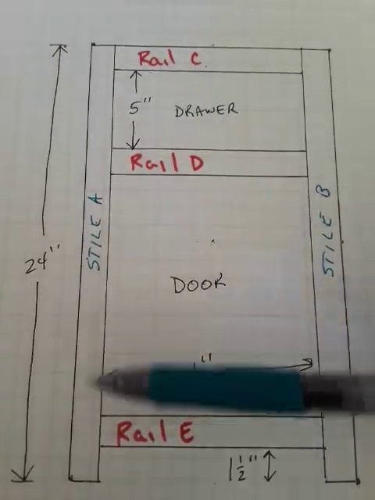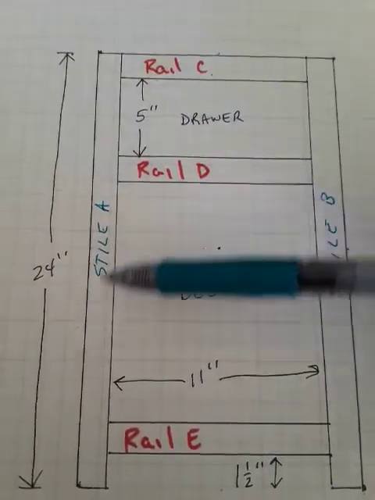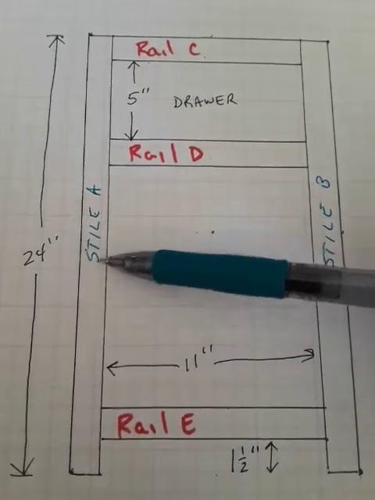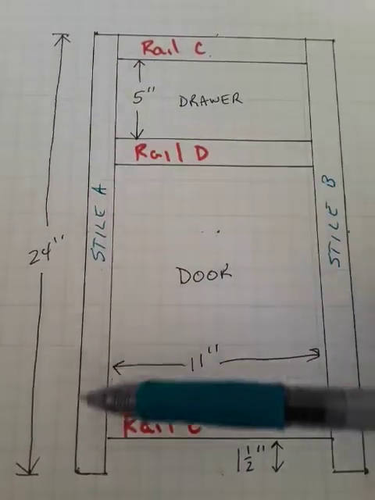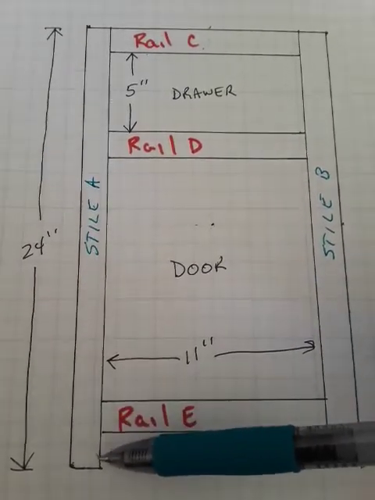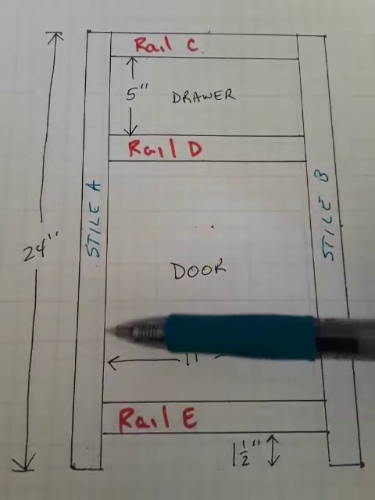All right, so let's talk about the dimensions of each one of these parts. So we can kind of figure out which components have the 24-inch dimension. So the stiles are going to be 24 inches in length. Okay, we kind of know that this is 1.5 inches already, and then we'll talk about the thickness.